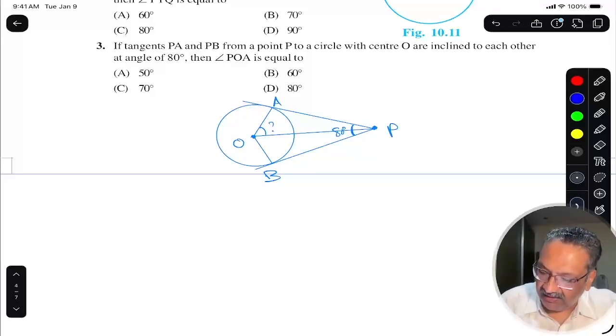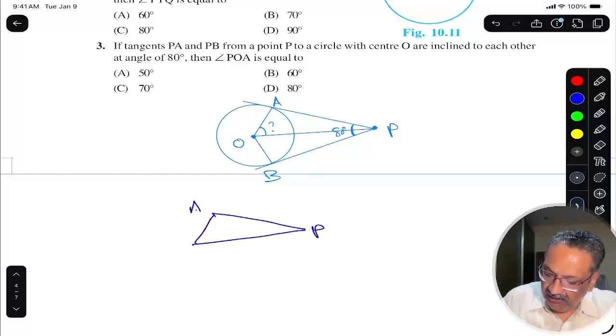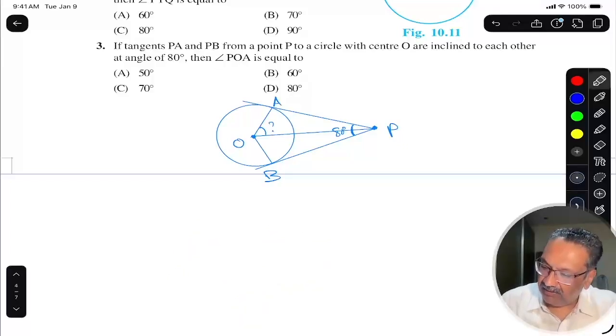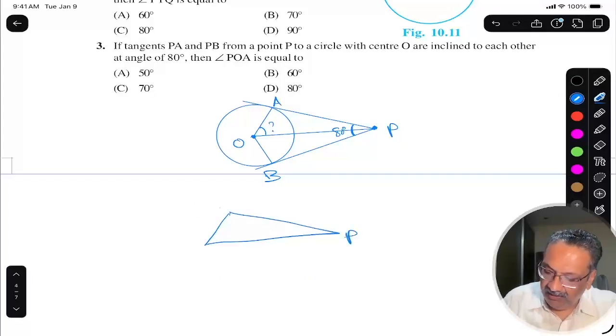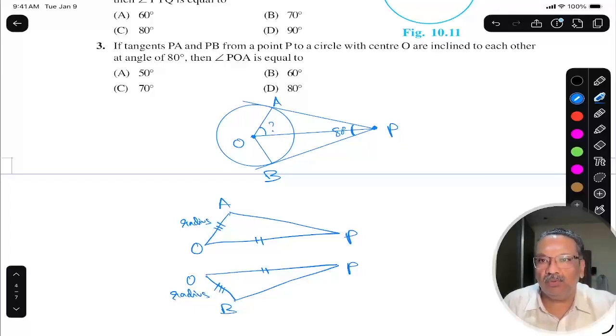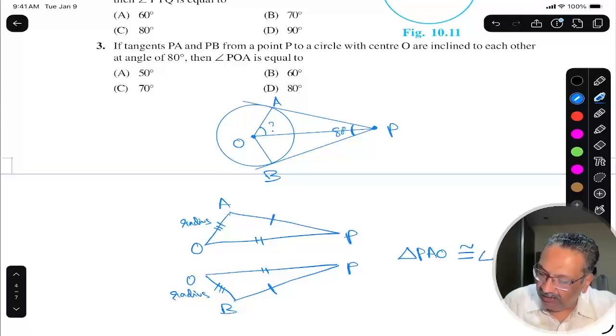Now you see this triangle. You have triangle PAO and you have triangle PBO. Now check these two triangles. We have this side equal to this side because it's a common side. You also have this equal to this because both are radii. What does theorem 2 say? Theorem 2 says that the tangents from an external point to a circle are equal. Therefore you have PA equal to PB. So we have triangle PAO congruent to triangle PBO by the SSS congruence theorem.